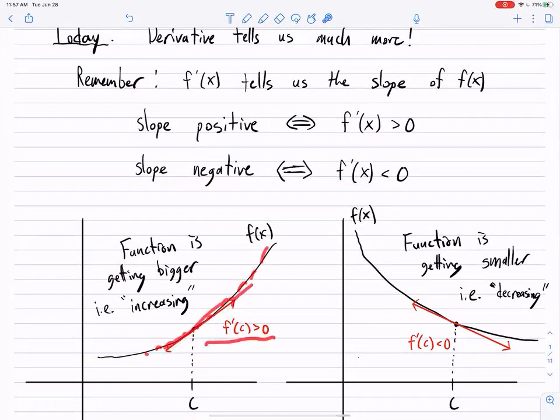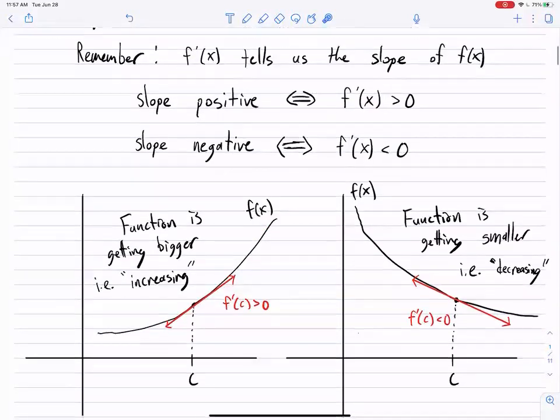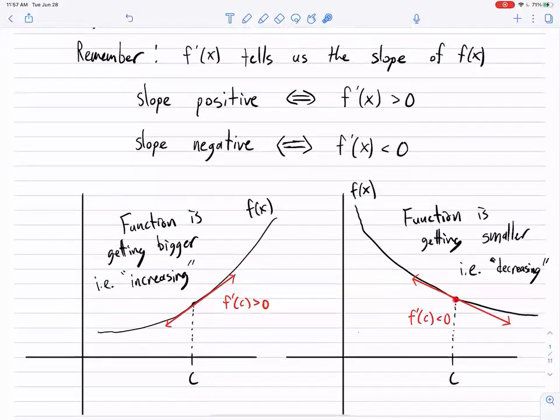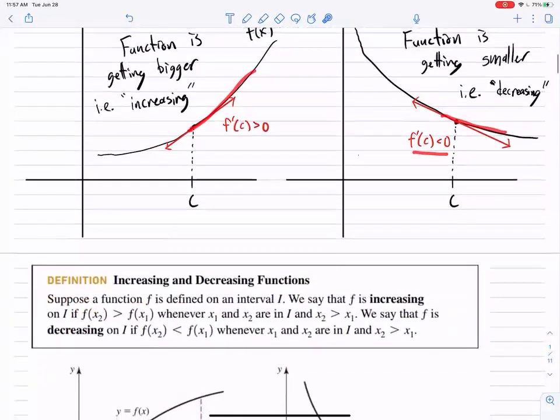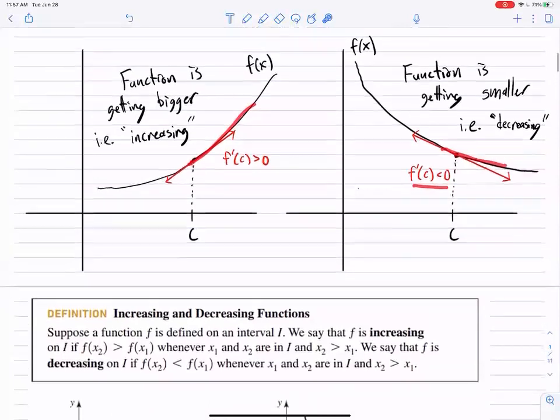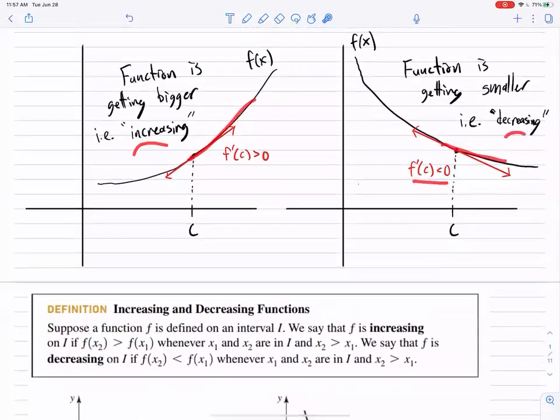And so a positive derivative tells us our function is increasing or getting bigger. Conversely, if you have negative slope, if we're going down and to the right, then as we move to the right, our function is actually getting smaller. And so negative slope means decreasing, positive slope means increasing. That's going to be an important fact. So let's define what increasing and decreasing mean.